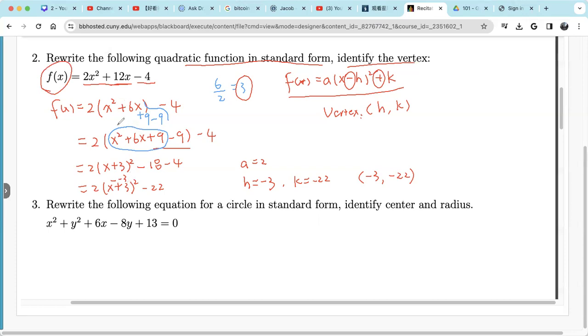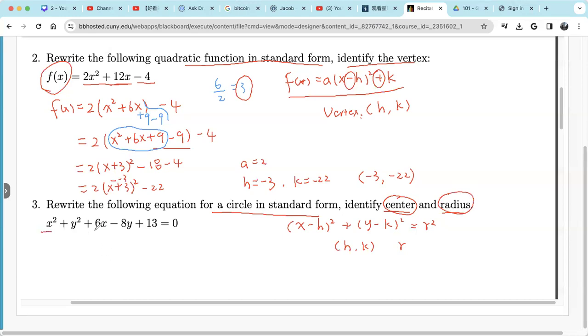So the steps are just completing the square and writing it in the a times x minus h squared plus k form. Now let's see 3. For 3, we want to write this circle in standard form, identify center and radius. The standard form for a circle is x minus h squared plus y minus k squared equals r squared. Then in this case, h comma k is the center of the circle, and r is the radius of the circle. Okay, so we want to complete the square.